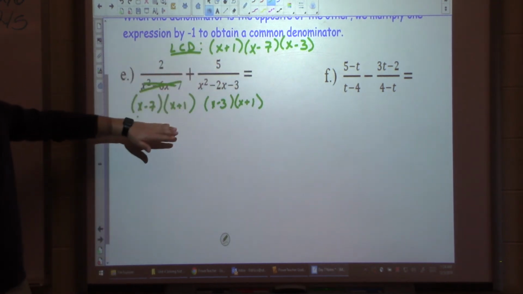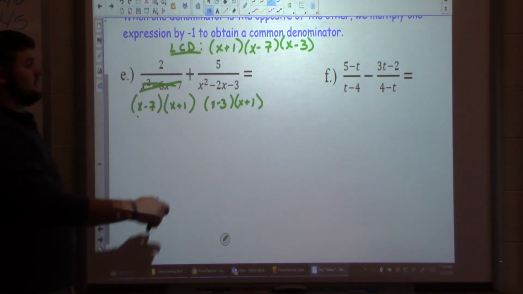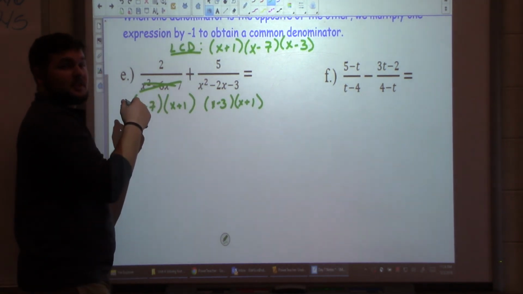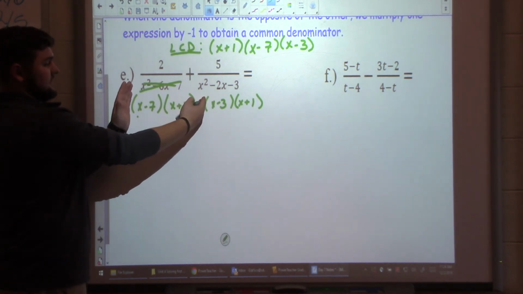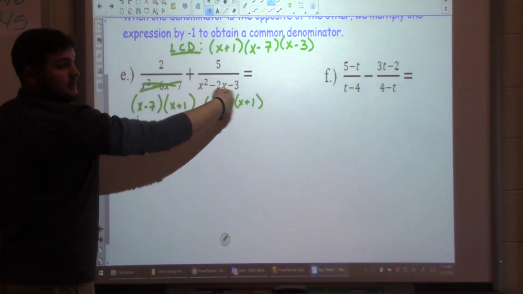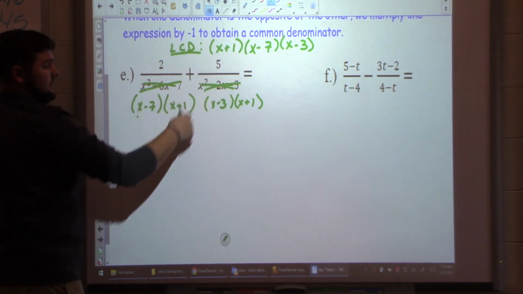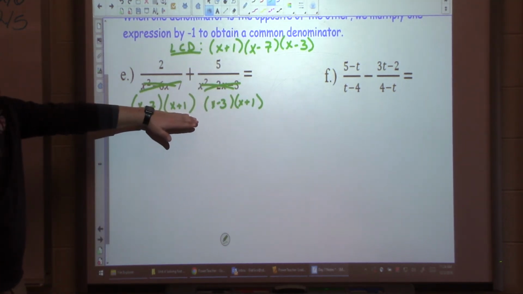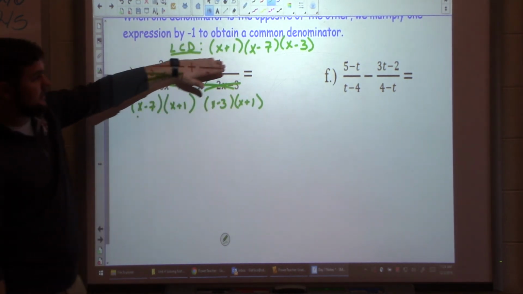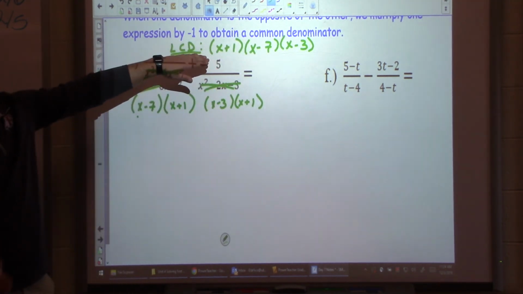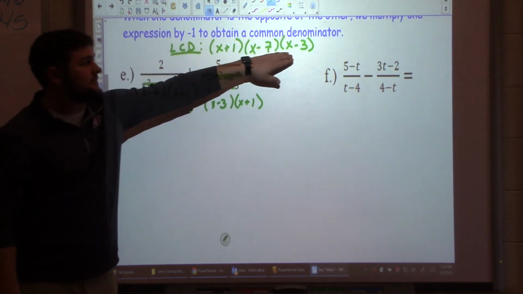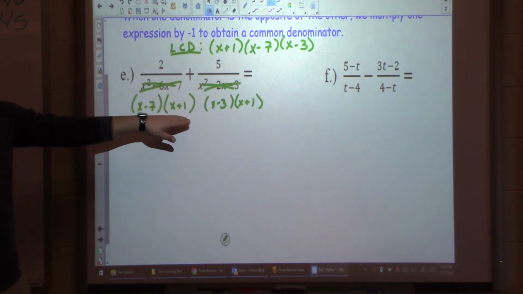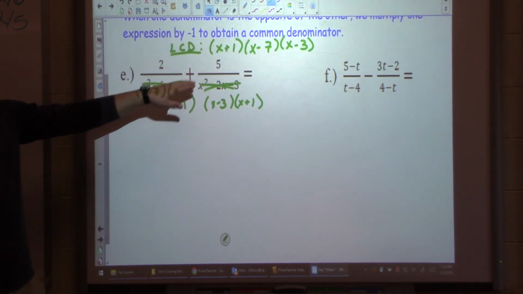Out of the 3 in my least common denominator, which one am I missing here? X minus 3. Let's all think about this. When I'm looking at this denominator right here, don't even look at this part. If I'm looking at X minus 7 and X plus 1, and I'm looking at my least common denominator, what am I missing from my least common denominator in this denominator? X minus 3.